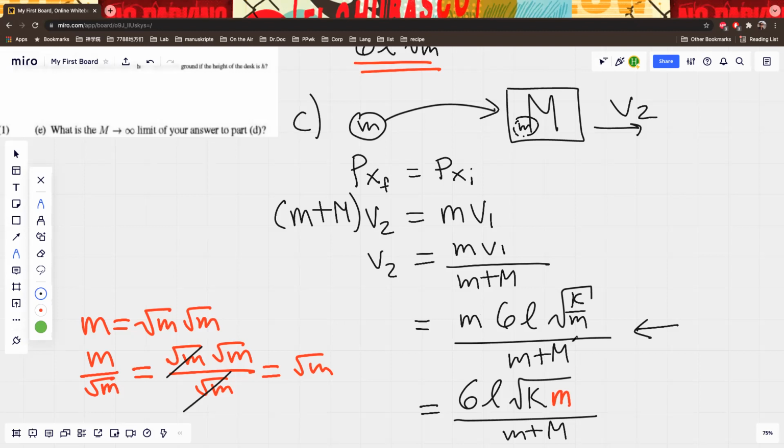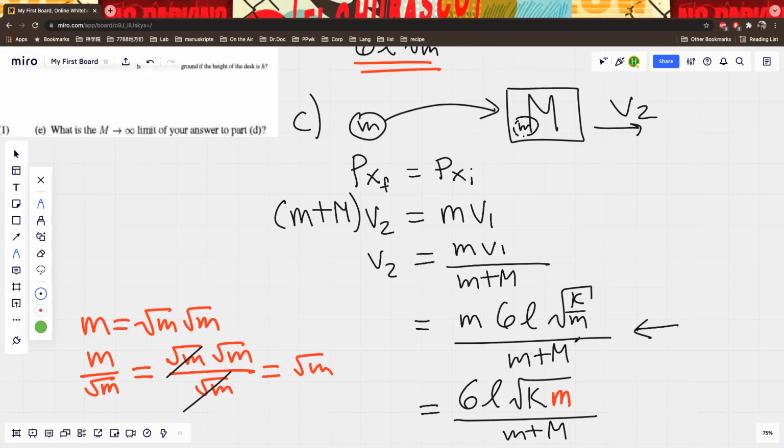But here we have a square root of m in the denominator. So we have m times 1 over square root of m. So that means it would be m to the power of 1 times m to the power of negative 1 half. So 1 minus 1 half would just be square root of m.